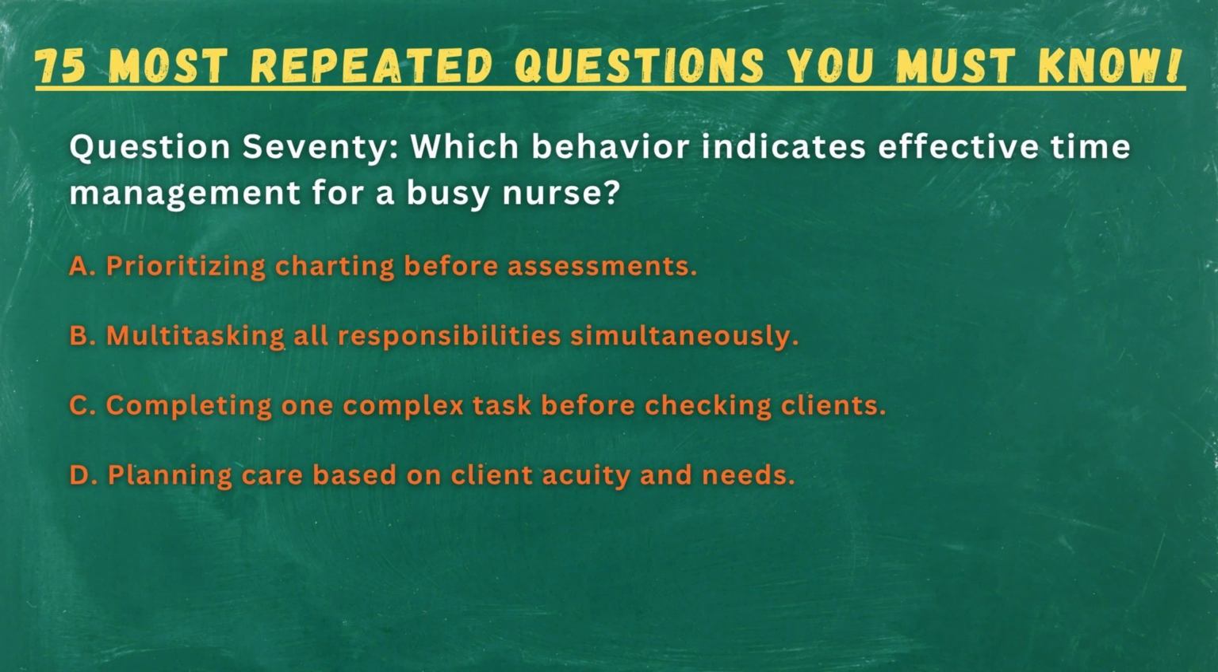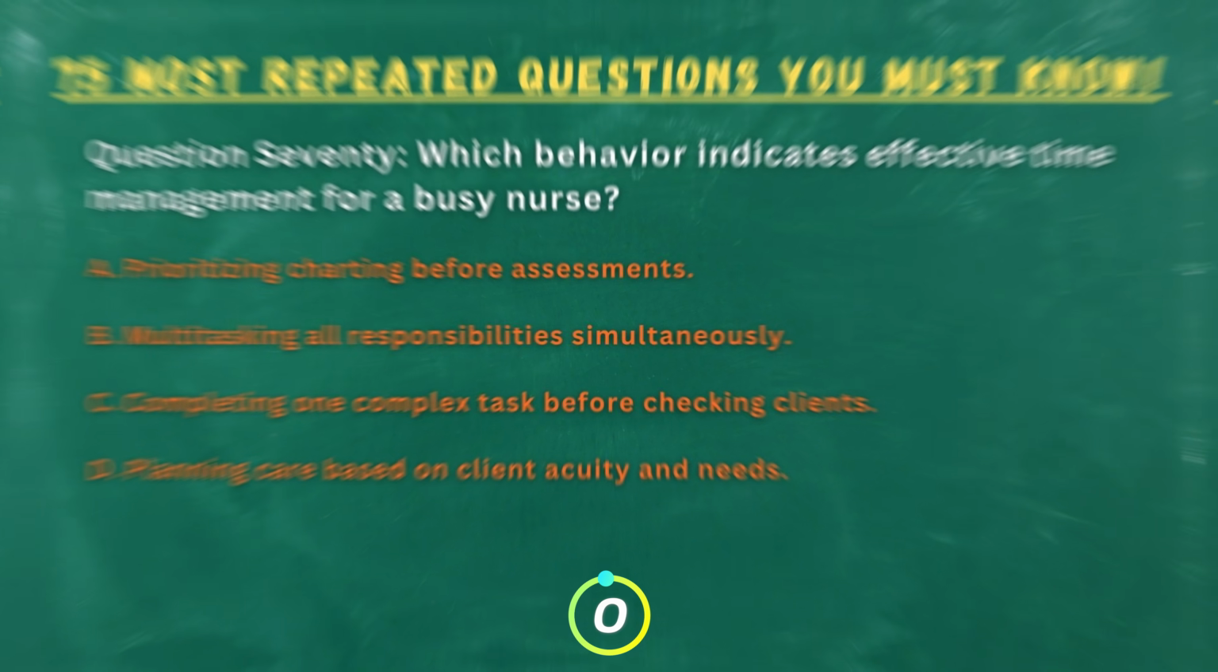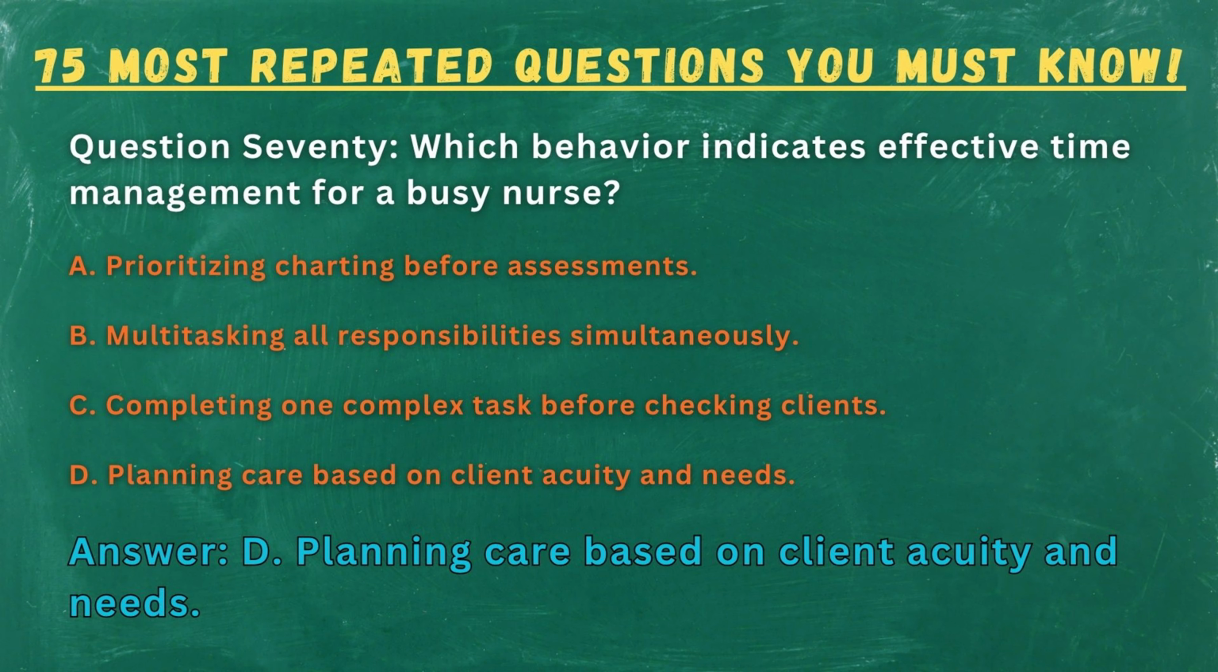Question 70. Which behavior indicates effective time management for a busy nurse? A. Prioritizing charting before assessments. B. Multitasking all responsibilities simultaneously. C. Completing one complex task before checking clients. D. Planning care based on client acuity and needs. Answer: D. Planning care based on client acuity and needs.